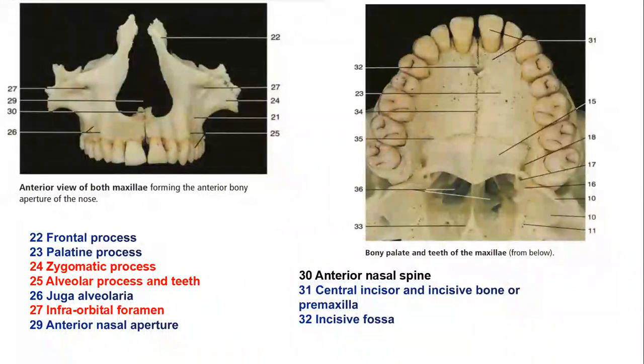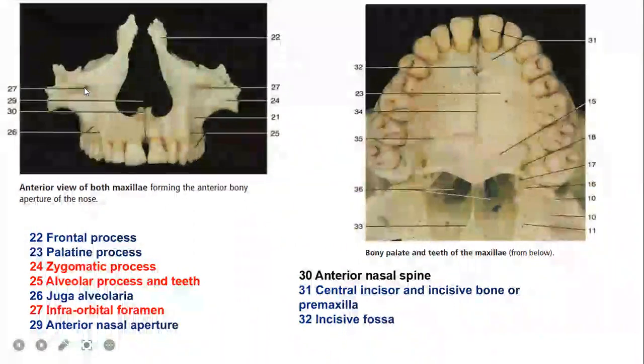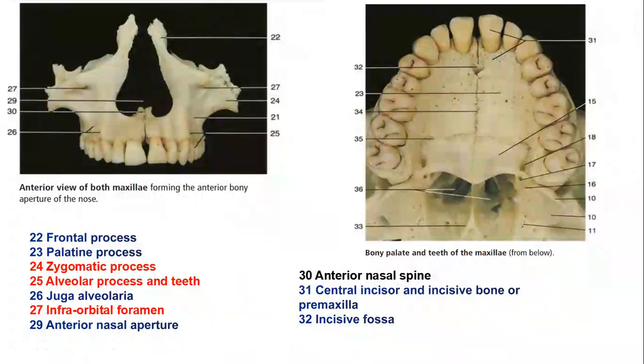Let's get to the structures which we've been able to discuss, including the zygomatic process and other structures. The part labeled 22 is the frontal process. Then the part labeled 27 is the infraorbital foramen, which we've been able to identify. We also have the part labeled 29, which is the anterior nasal aperture. Then 30 is the anterior nasal spine.